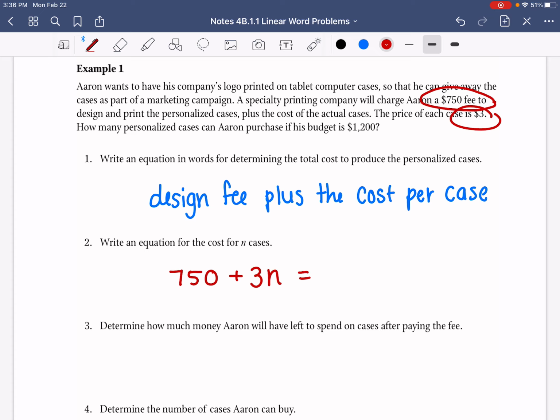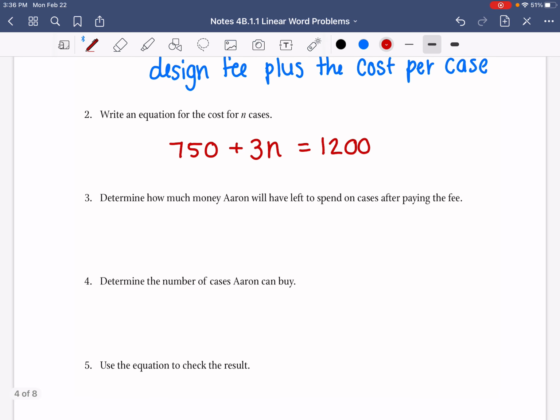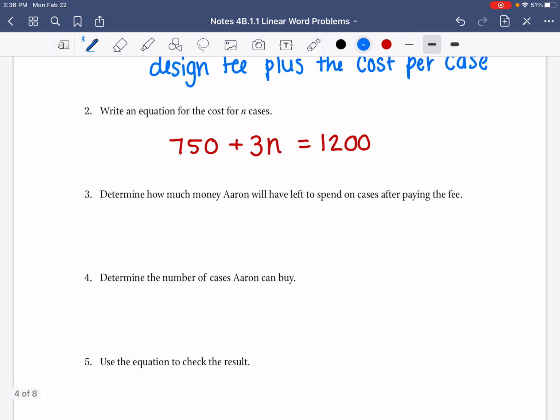And then our total budget is $1,200. So we're going to set it equal to $1,200. And then it says part 3, determine how much money Aaron will have left to spend after paying the fee. So basically, we want to know how much it's going to be if you had the $1,200 minus the $750 fee. So we get 3n is equal to, I think it's 450. Right, 7 minus 1.5. Okay.